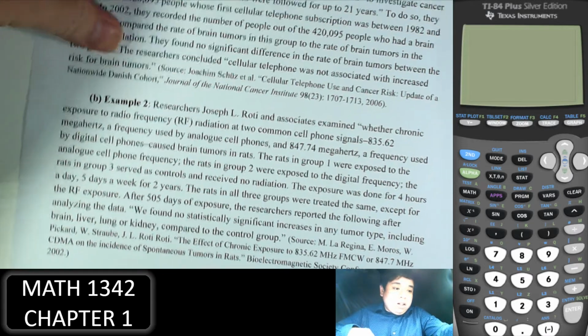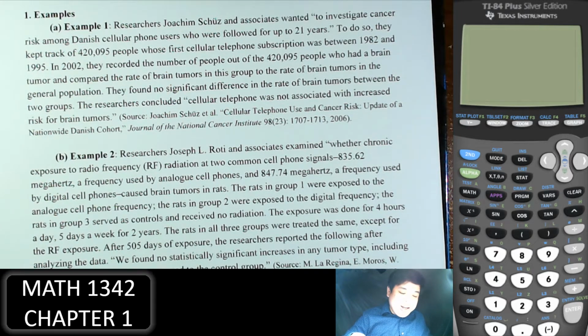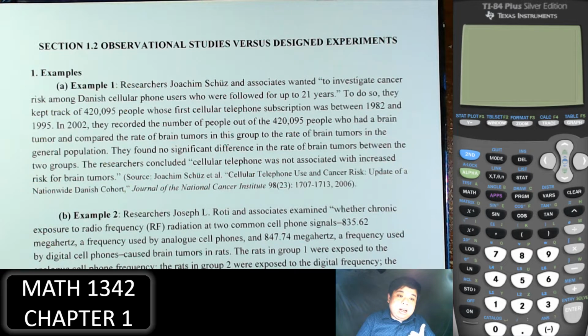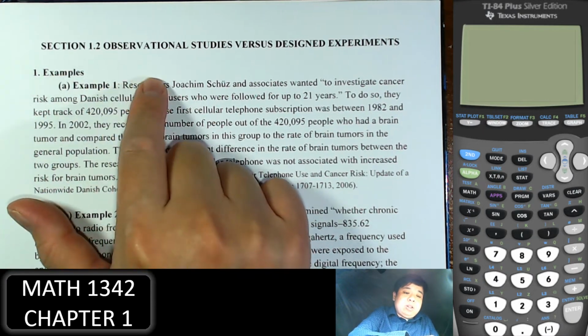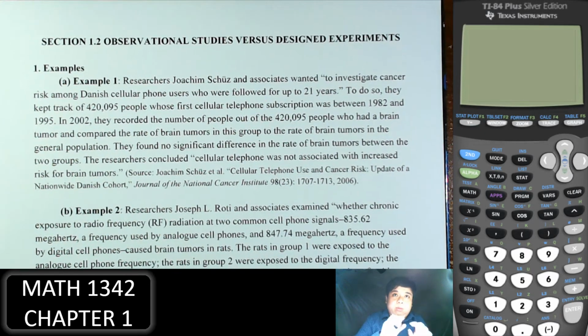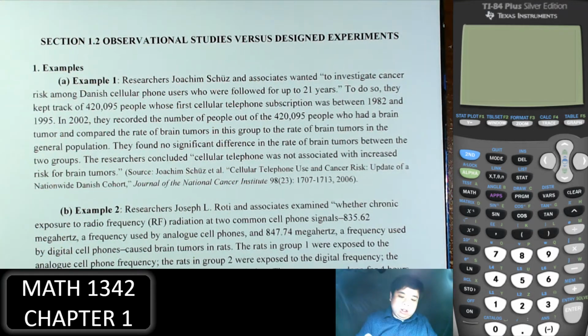In the second section, there will be a lot of reading. I will let you do the reading yourself. I don't want to go over this on the video. But in this section, you just need to distinguish 2 things: observational studies and designed experiments. Just like the name, observational studies, we just observe. And with the designed experiment, we have to do something to it. So in the first 2 examples, we distinguish the 2 types.